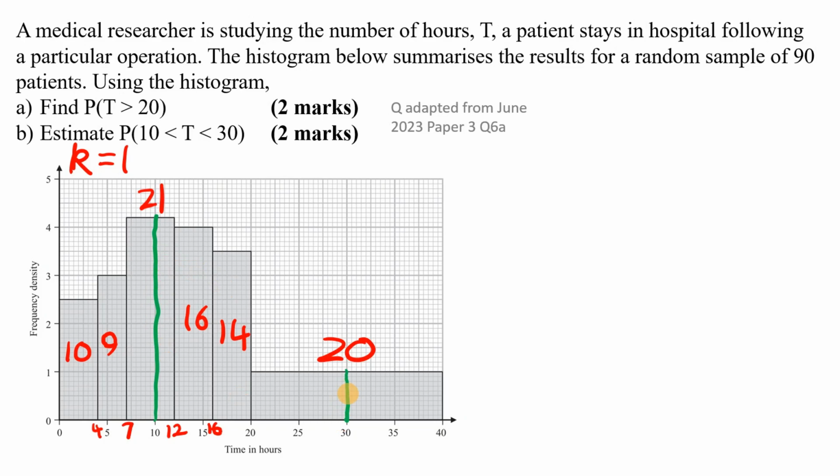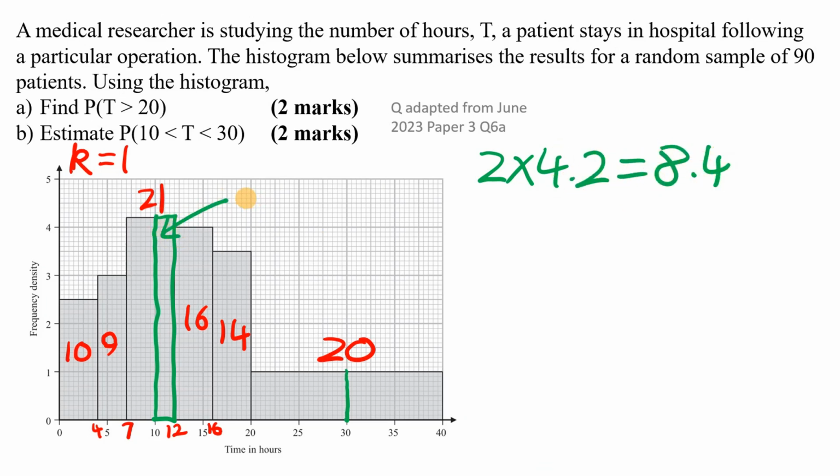Okay, so the way that we're going to do this is, firstly we're going to consider this green bar here, and we're going to find the area of it. So it starts at 10 and it ends at 12, so the width is 2, and this is multiplied by the height, which is 4.2. So if you put this into a calculator, this is 8.4. So the area of this bar here is 8.4.